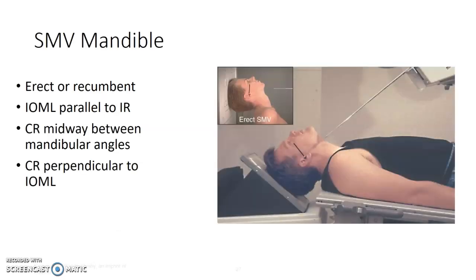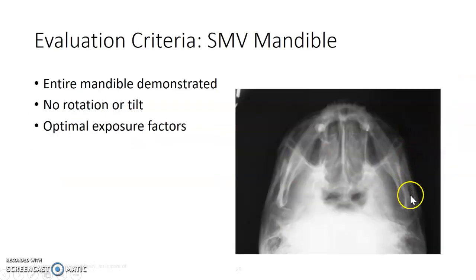The SMV mandible, we don't do routinely at our site, but it may be in your textbook or on your boards. Really similar to the SMV for sinuses or SMV for skull, or we'll do SMV for facial bones too. They're all really sort of similar. But IOML this time, I think for all of your SMVs, it's IOML. Central ray is just going to enter between the mandibular angles. Okay. And this is what you should see here.